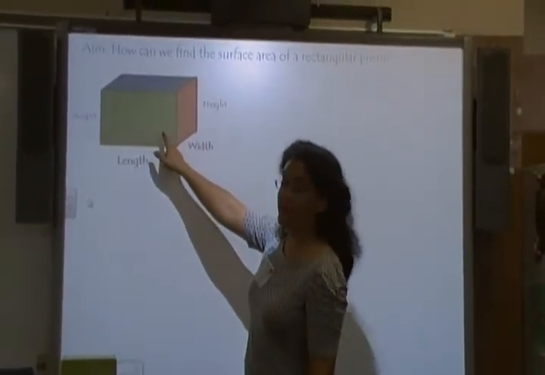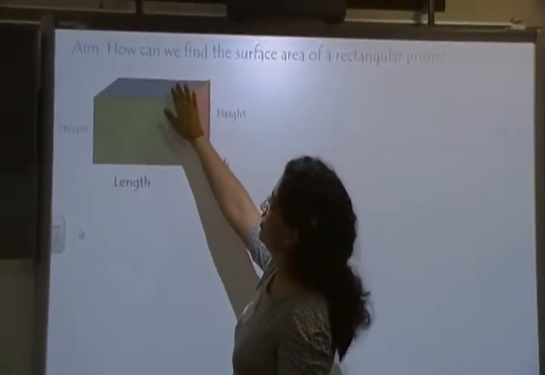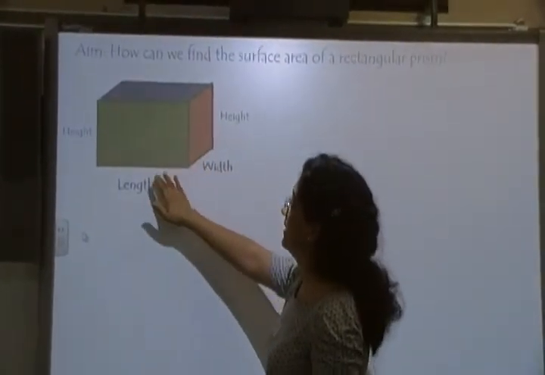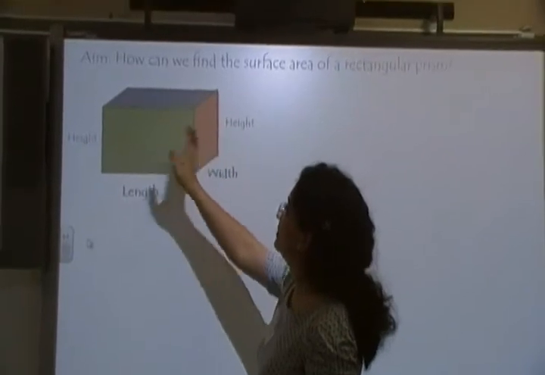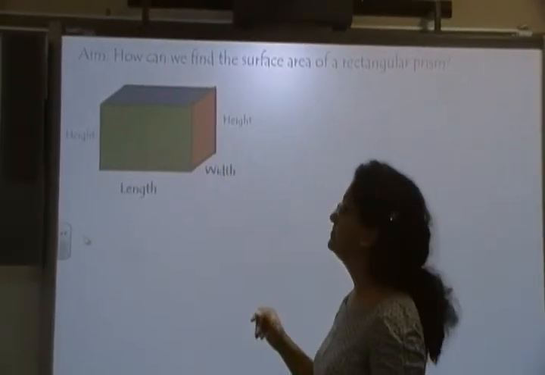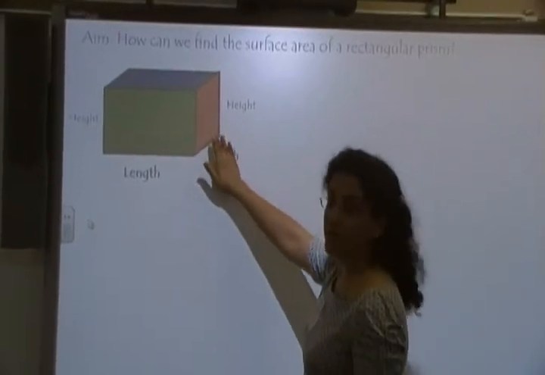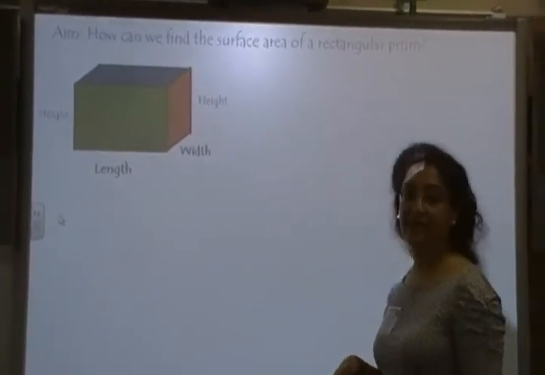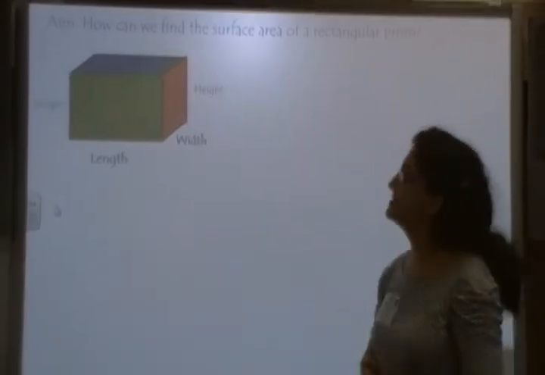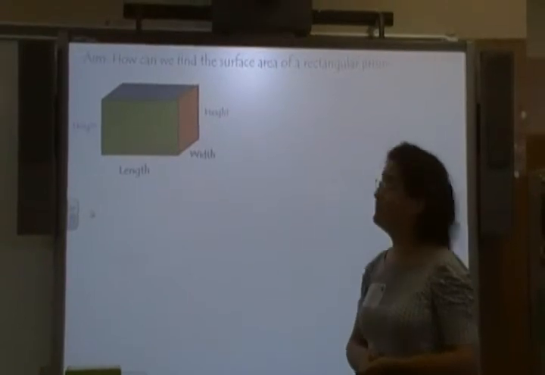So this is your front and your back, the green sides. Your top, the purple side, and your bottom will be here. And your left and your right sides. Okay? This will be your length, this will be your width, and this is your height. Let's take our first pair of identical sides. Let's look at our front and our back.